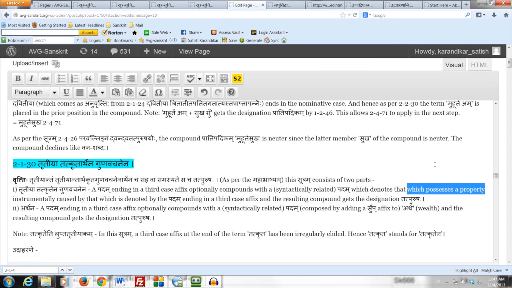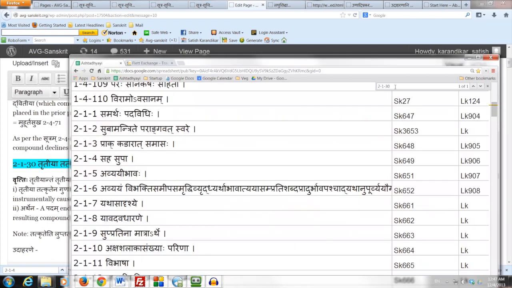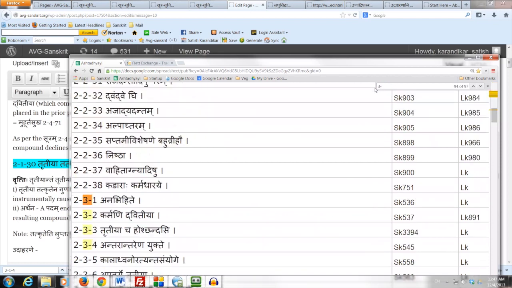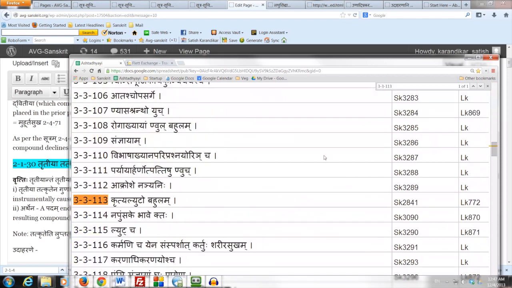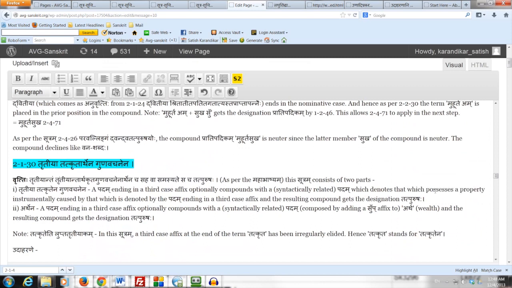This word vachanaha is formed using the affix lyut, which we have studied. Sutram here is 3.3.113, Kritya Lyuto Bahulam. On the basis of the license given by Bahulam, the affix Lyut has been used here, Bhute and Kartari. So Gunavachanaha stands for Gunam Uktavan. So that which previously described a property, but now it stands for the thing which possesses that property. That is why the translation says a padam which denotes that which possesses a property.